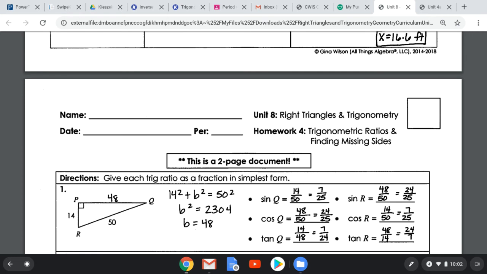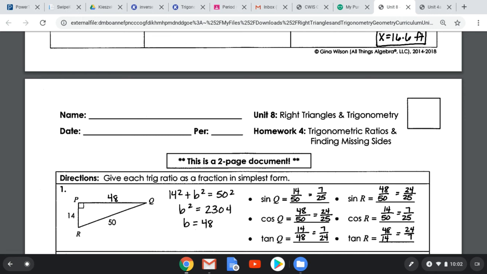So your homework was to look at just one problem here, number one, and it was looking at just the ratio itself here. With this problem, the first thing you had to do was actually find PQ. So you had to utilize the Pythagorean theorem. 50 was a hypotenuse, so 14 squared plus b squared equals 50 squared. You go about and you solve for it and you get 48. And then you just do the ratios for each trig function.